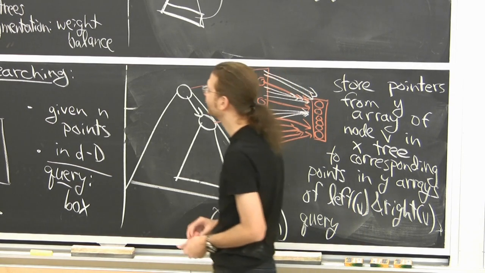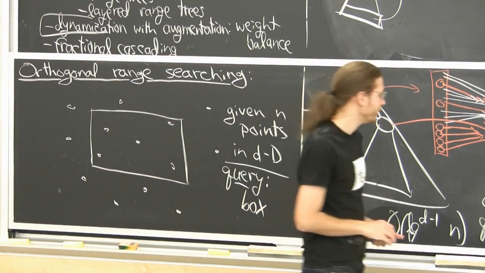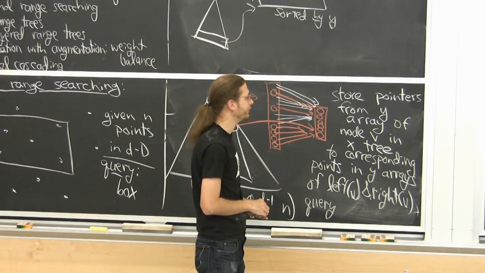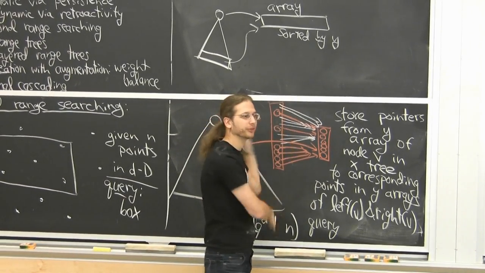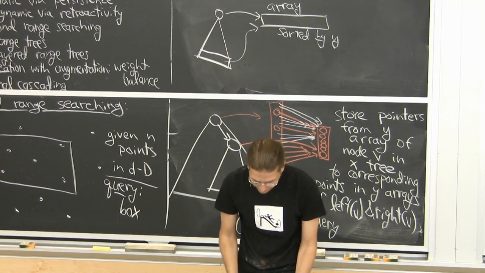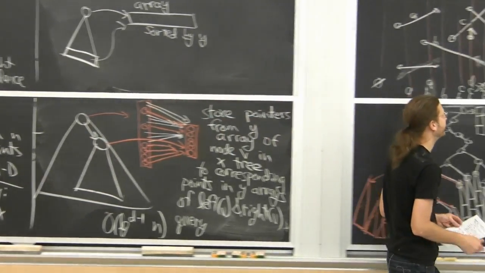I guess the obvious question is dynamic. Now we're going to go to dynamic. This is a very static thing to be doing. How in the world would we maintain this if the point set is changing? All these pointers are going to move around. Life seems so hard. But it's not. In fact, updates are a lot easier than you might think.